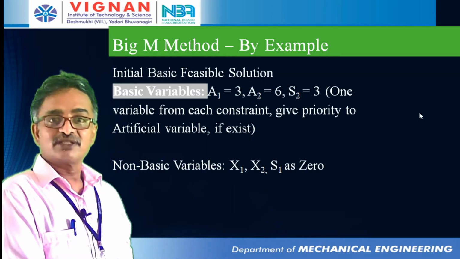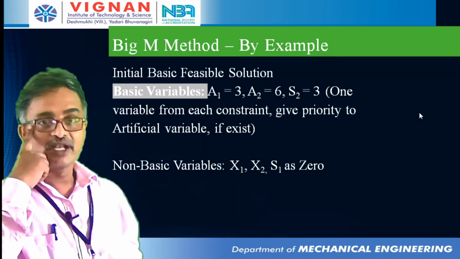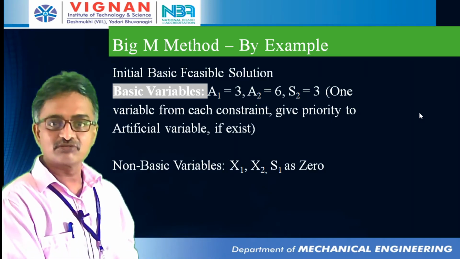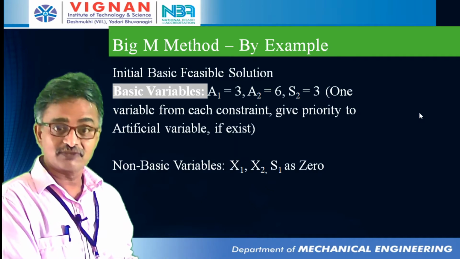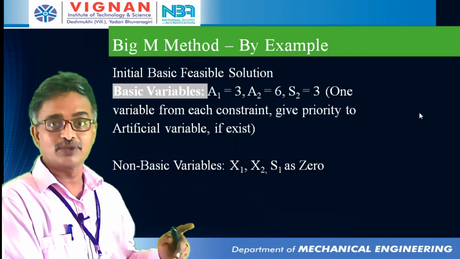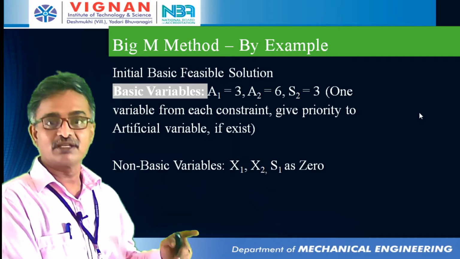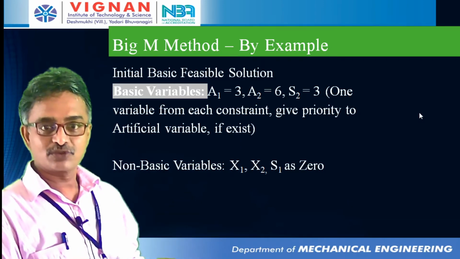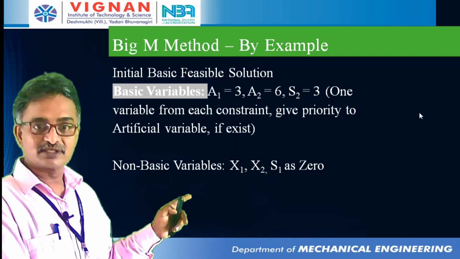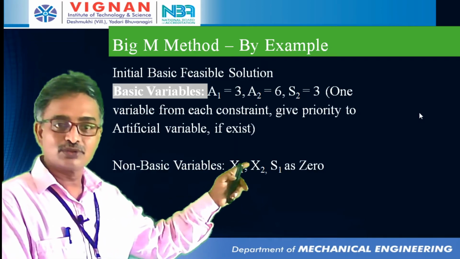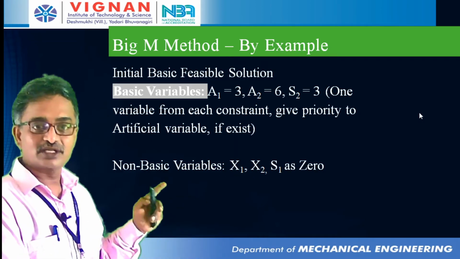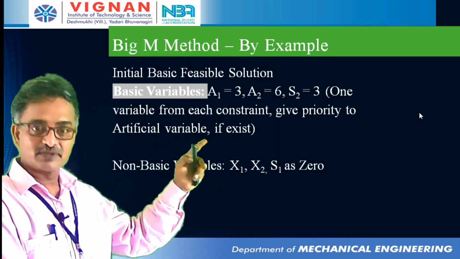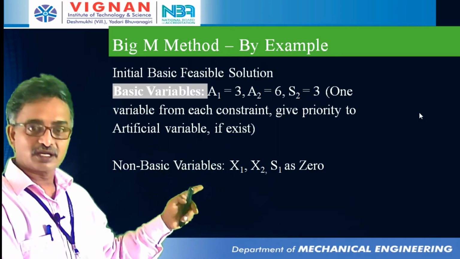For the initial basic feasible solution in this case, we will have a1 from the first equation, a2 from the second equation, and s2 from the third constraint. If an artificial variable exists, you need to give priority to the artificial variable being in your basis. The non-basic variables at this stage are x1, x2, s1. Among the total 6 variables, 3 are in the basis, and those are called basic variables. The other variables are non-basic variables.